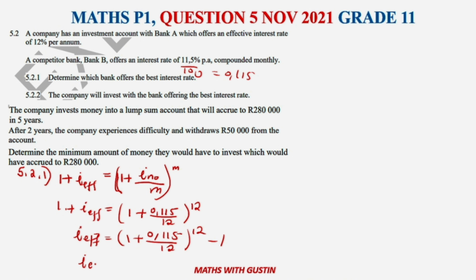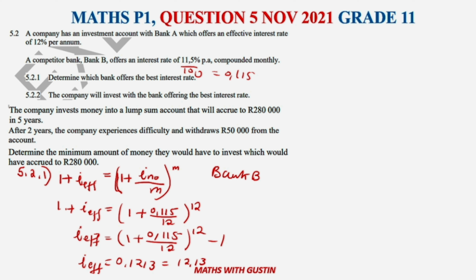Therefore, the effective interest rate, if you punch this into your calculator, please pause this video and just double check your answer, guys. Don't just copy and rely on this. Okay, so it is 0.1213. If you take this into percentage, you should be able to get 12.13%. So which bank is better? Looking at this, Bank A is offering 12%, and Bank B, which is the competitor, is offering 12.13%. Therefore Bank B is the one that is offering a better interest.